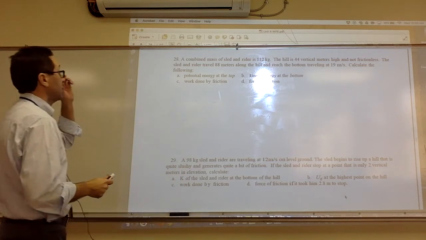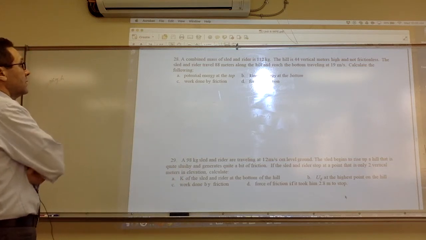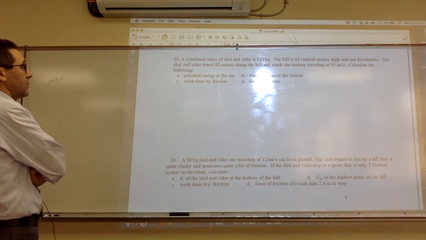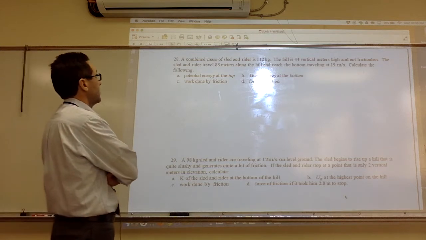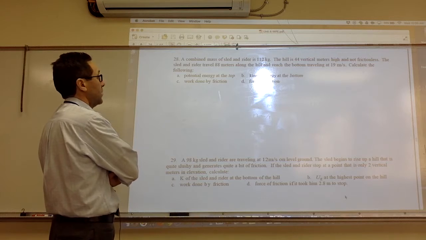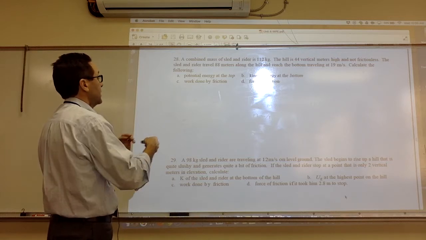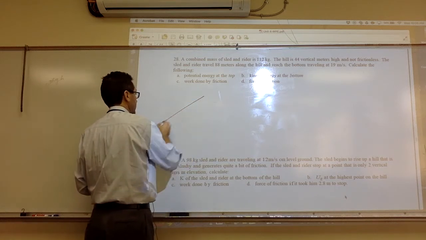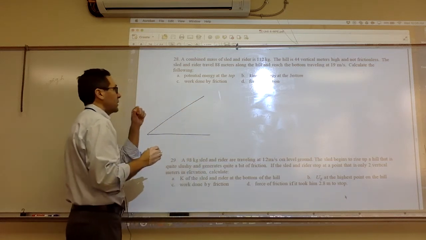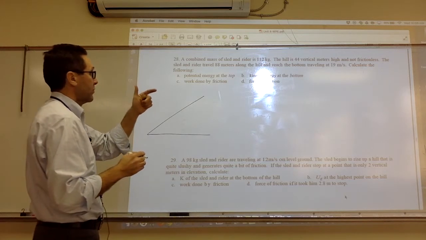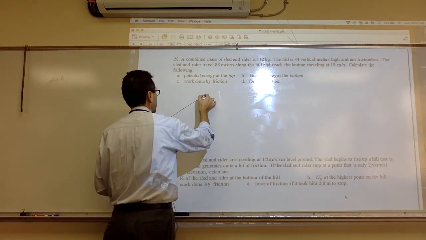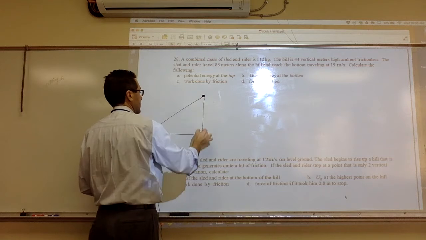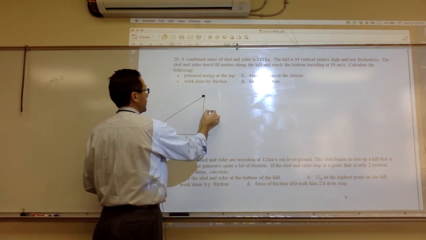Number 28. A combined mass of sled and rider is 112 kilograms. The hill is 44 vertical meters high and not frictionless, so basically there is friction. The sled and rider travel 88 meters along the hill and reach the bottom traveling at 19 meters per second. All right, so let's try this. So here's the hill. Actually, if this were frictionless, they would reach the bottom at a higher speed. So they're starting from up here, and they're getting down to here. So this height here is 44 meters.